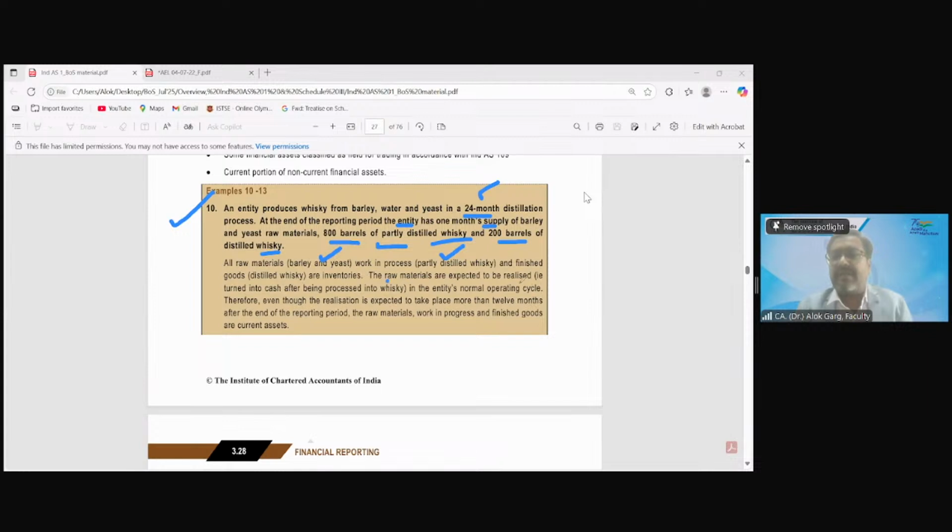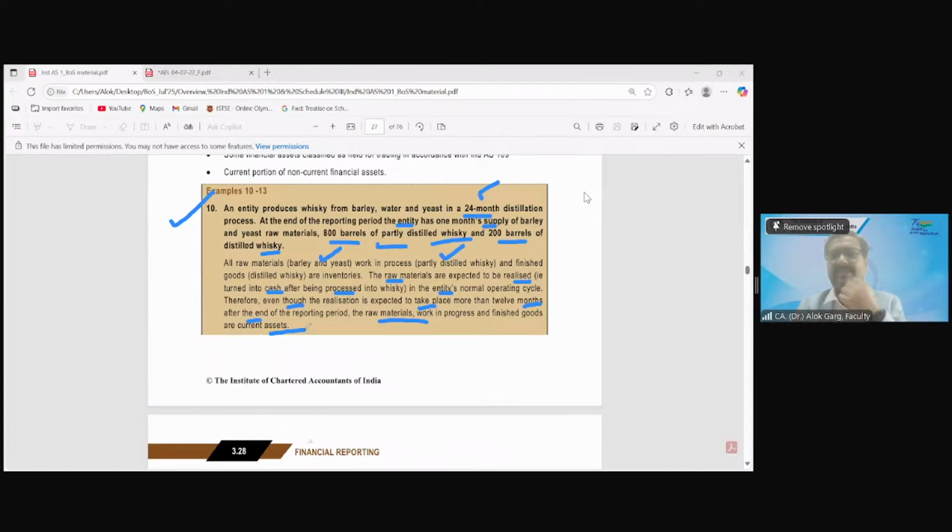The raw material is expected to be realized, that is, turned into cash after being processed into whiskey, in the entity's normal operating cycle. Therefore, even though the realization is expected to take place more than 12 months after the end of the reporting period, the raw material, work in progress, and finished goods are current assets.